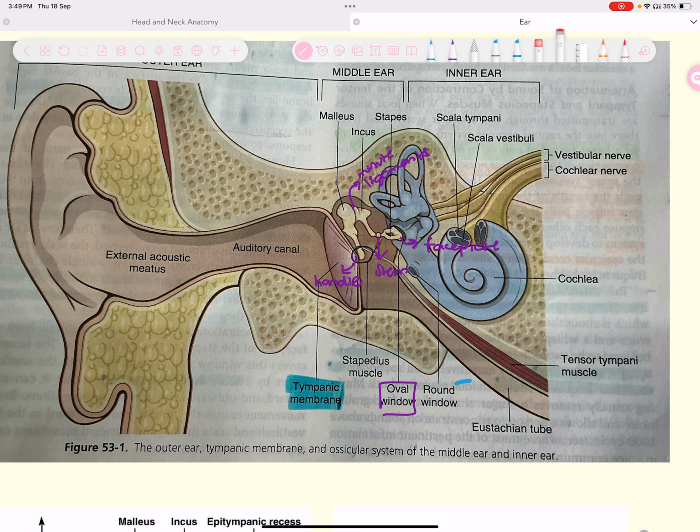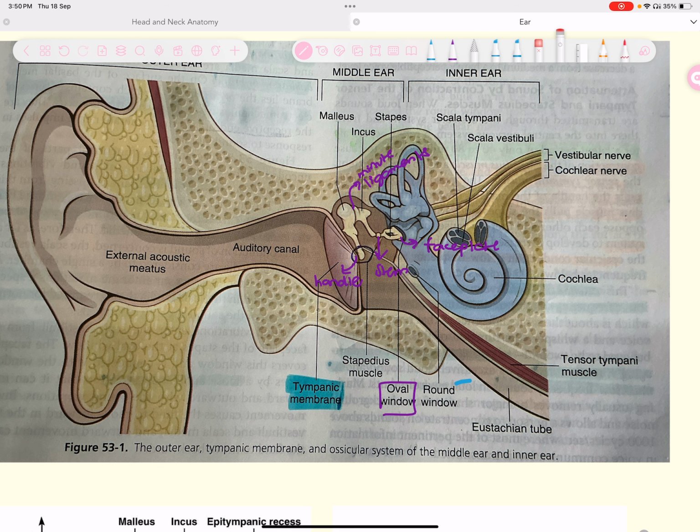Now, what's the role of ossicles? Ossicles basically help to conduct the sound from the tympanic membrane to the cochlea. Cochlea is right here. That's the major role of these ossicles: the conduction of the sound from the tympanic membrane through the middle ear to the cochlea.